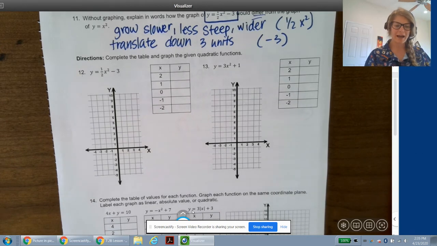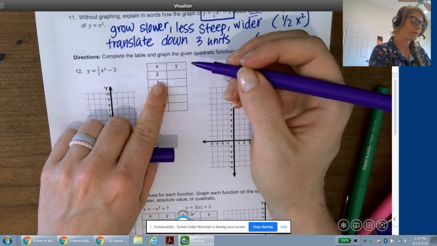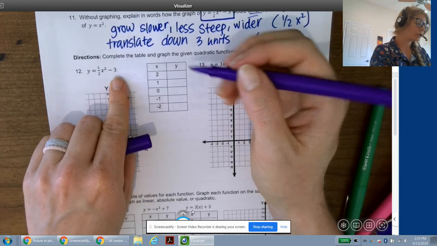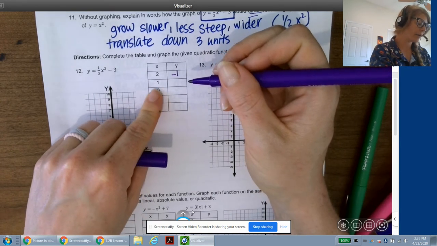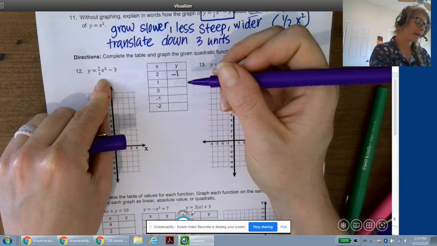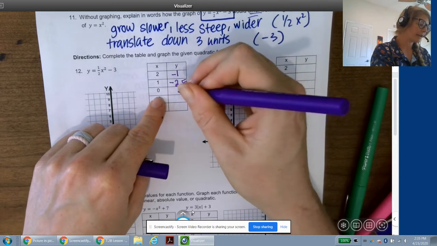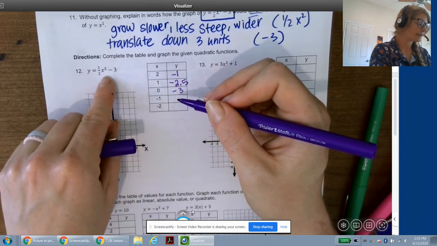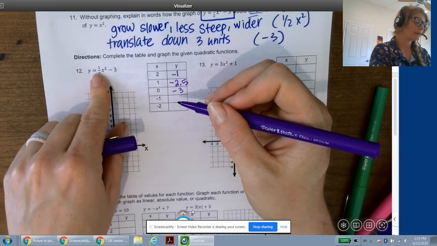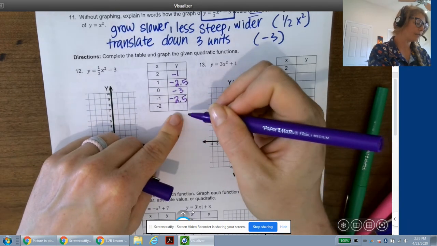Okay, let's see how we are doing. So taking a look here, we had 2 squared. 2 squared was 4. Half of 4 is 2. And 2 take away 3, -1. 1 squared is 1. And then we have times a half, which is a half. A half minus 3 is -2.5. 0 take away 3 is -3. -1 squared is 1. 1 times a half is a half. A half minus 3 is -2.5. And here we have -2 again.